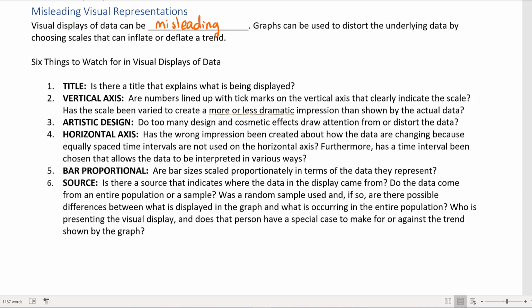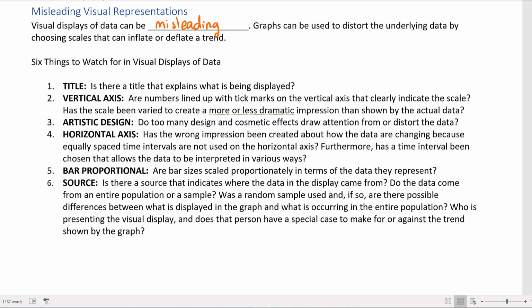So here's 6 things to watch out for in visual displays of data. First, is there a title? The title needs to explain exactly what's actually being displayed. Number 2, a vertical axis. Are the numbers lined up with tick marks on the vertical axis that clearly indicate the scale? Has the scale been varied to create a more or less dramatic impression than is shown by the actual data? And is there actually a label on the vertical axis?